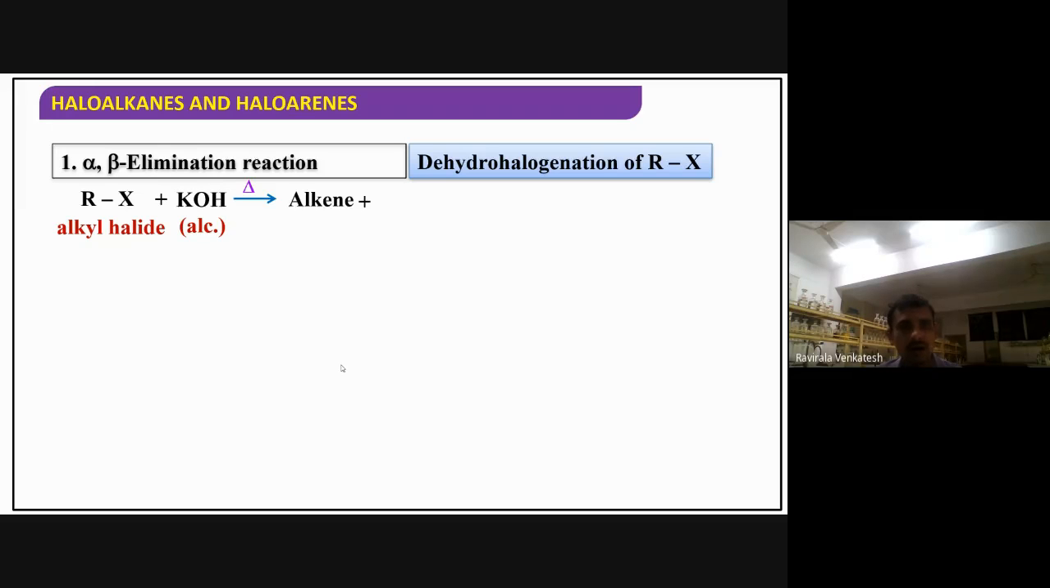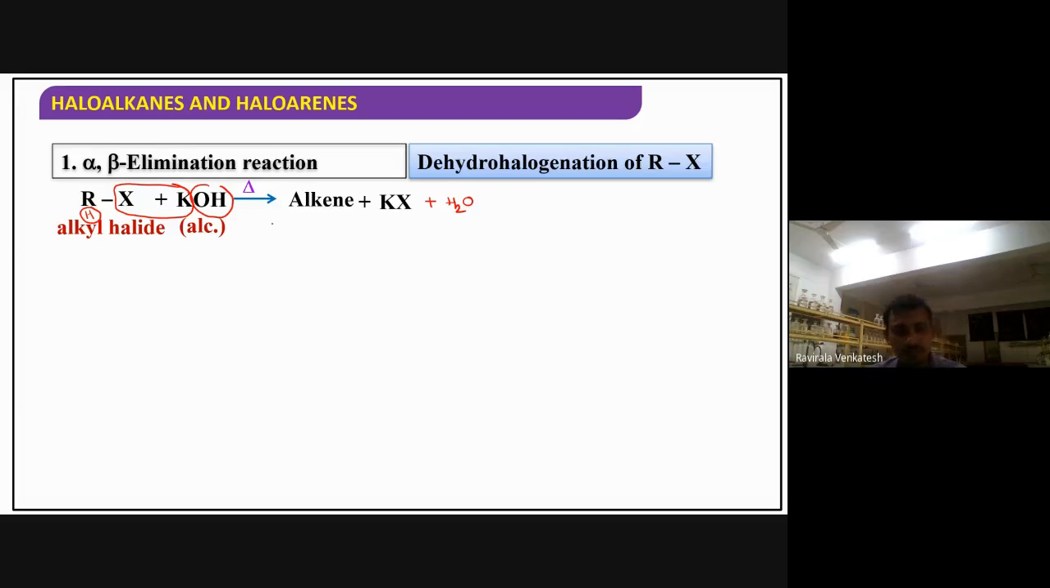You are going to get the alkene plus KX. That means what is happening here? You have to remember like this. KX is removed from here. From R, what happened? One hydrogen and OH are removed, so we are going to get water out. Water is not a byproduct, so they don't actually write it, but even though you can write it, no problem. So you are going to get the alkene.